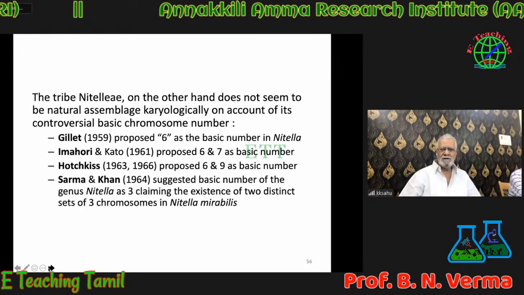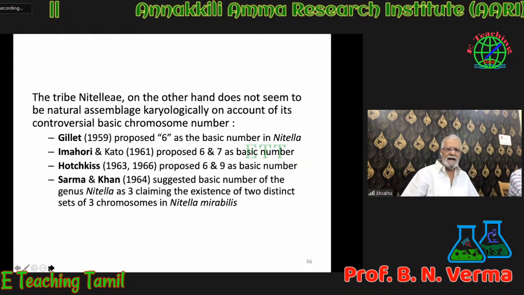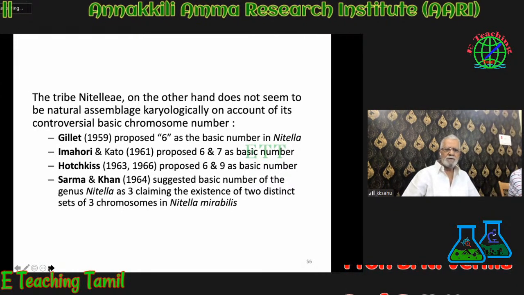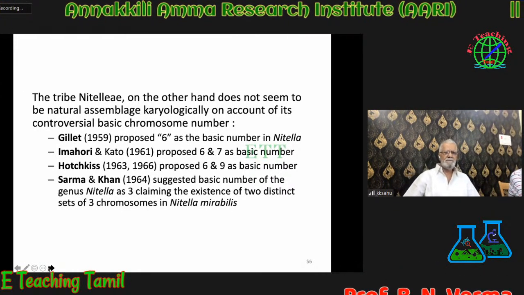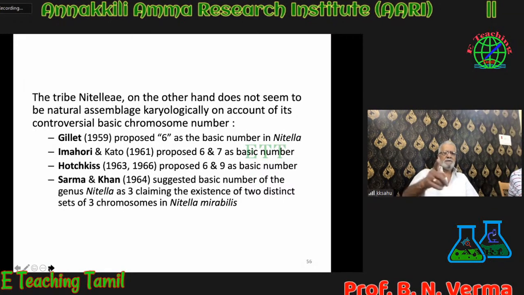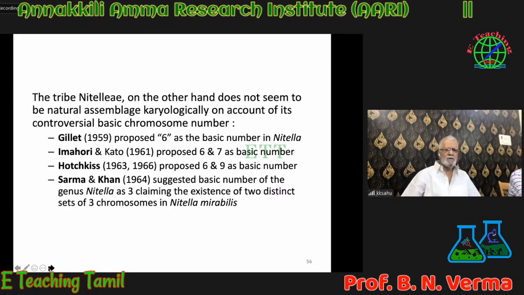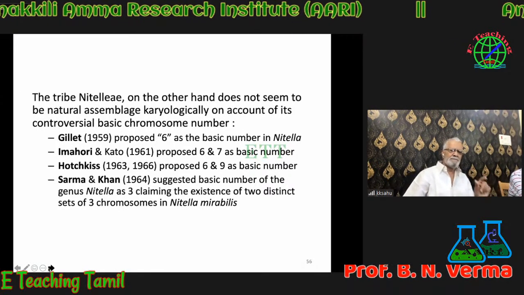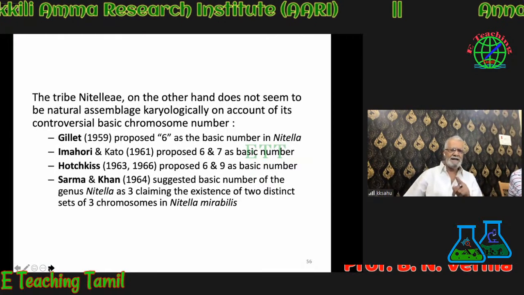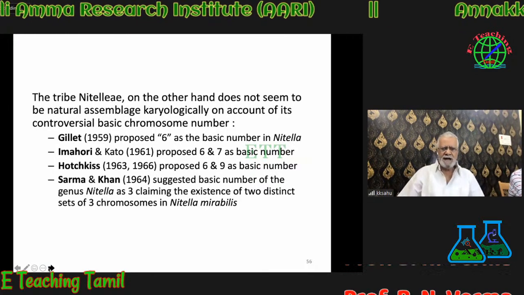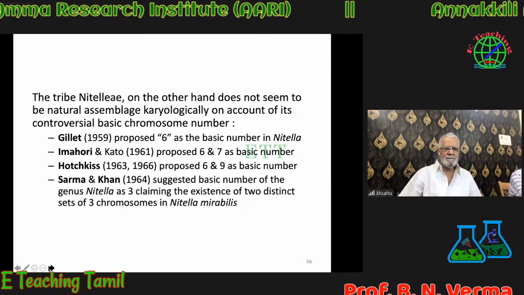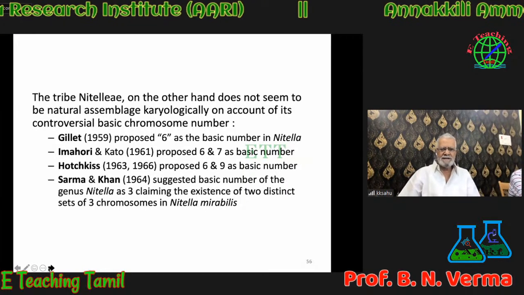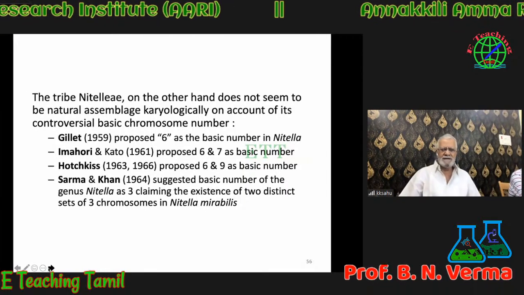The tribe Nitelleae, on the other hand, doesn't seem to be a natural assemblage karyologically on account of its controversial basic chromosome number. Yet for Chara, as I told you, there is one basic number unanimously accepted. But for Nitella, Gillett proposed 6 as the basic number. Imahori and Kato proposed 6 and 7 as the basic number. Hotchkiss proposed 6 and 9 as basic numbers.